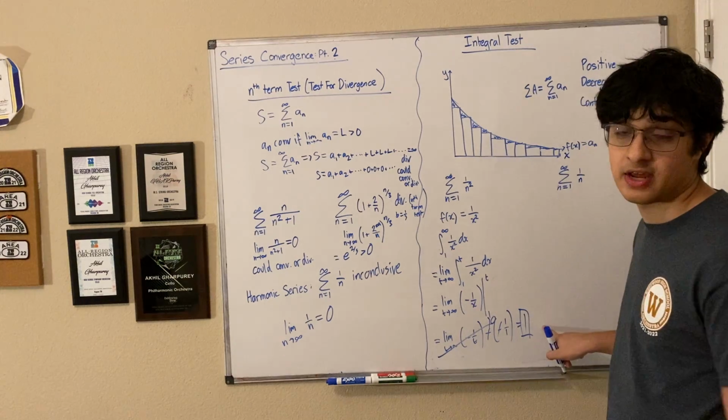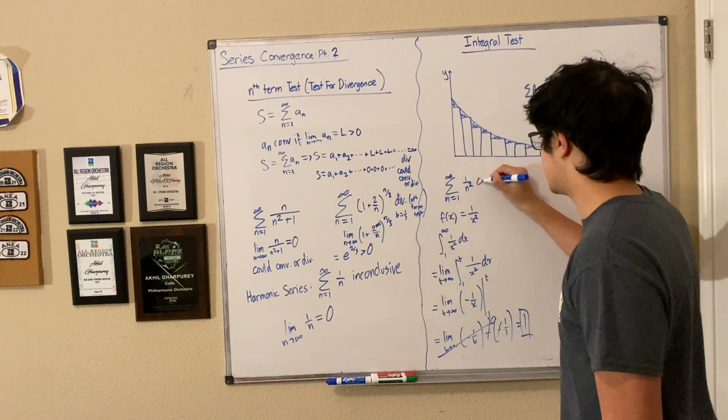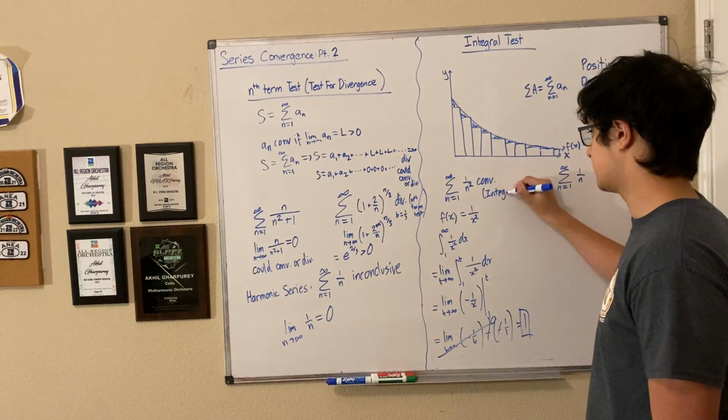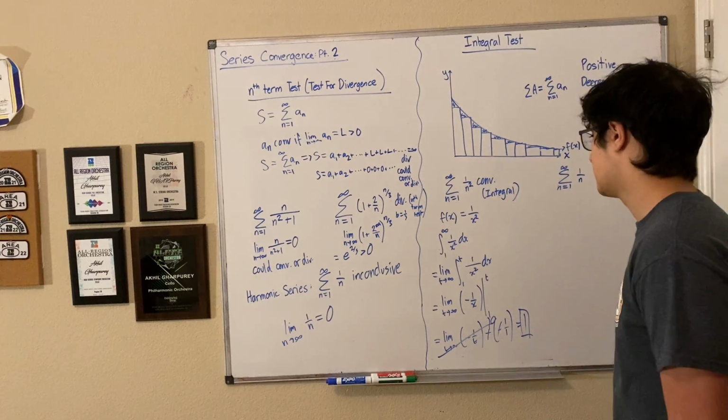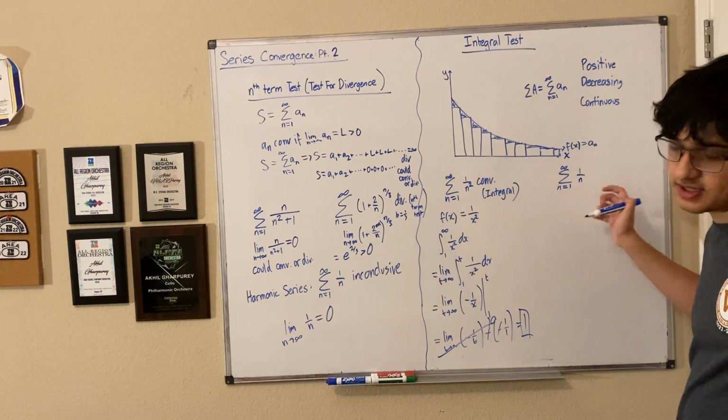So since 1 is a finite value that's greater than 0, well, I mean, yeah, it has to be greater than 0, then this will converge by the integral test. So that was a pretty easy example. Let's go ahead and move into another pretty easy example, actually.